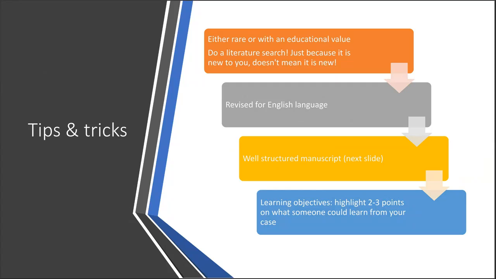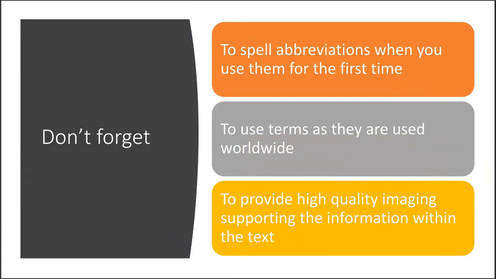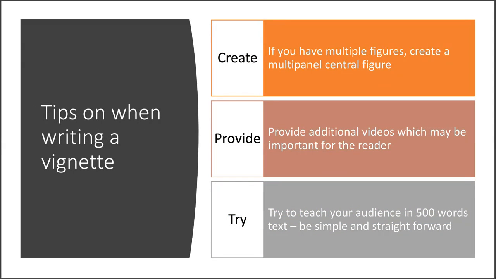Also, include the learning objectives, 2-3 points on what someone could learn from the case. It's important to spell out abbreviations. For example, I saw a clinical case yesterday that didn't spell out abbreviations. Of course, we wouldn't reject the case for that, but it's important to show that you look after your clinical case as you would look after your child, or a great manuscript that you're about to prepare and submit. Use terms that are used worldwide, and provide high quality imaging that supports the information within the text.